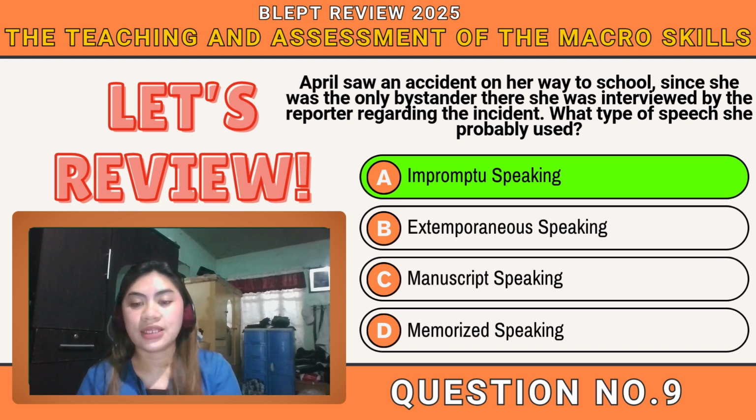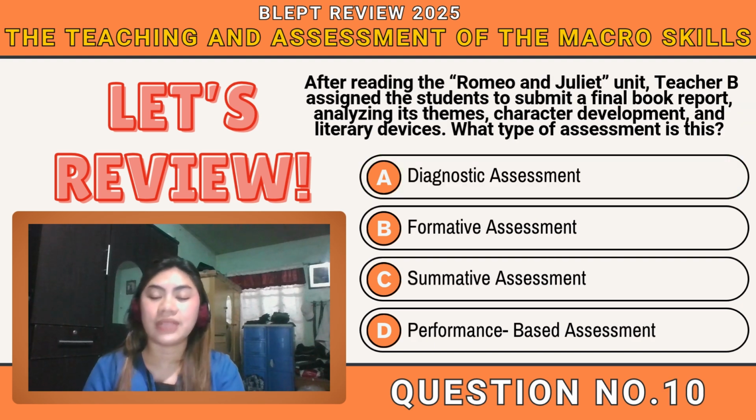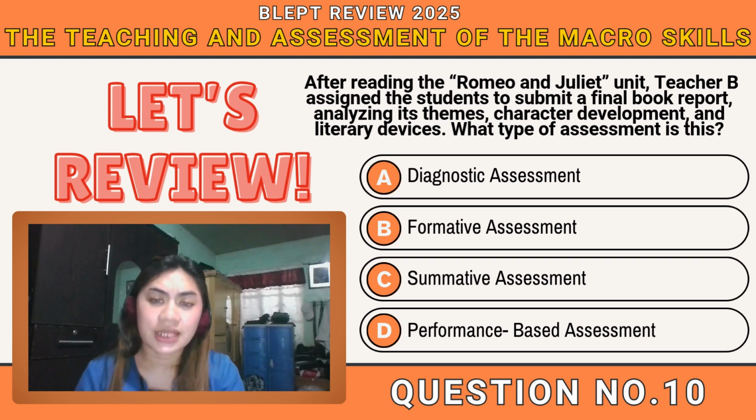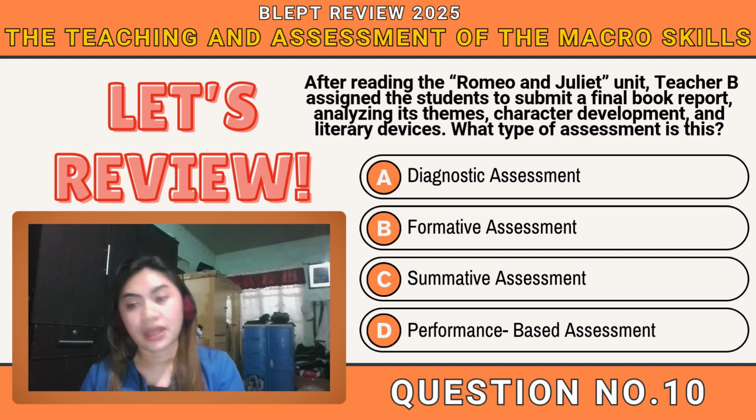All right, so next question and the last question, number 10. After reading the Romeo and Juliet unit, teacher B assigned the students to submit a final book report analyzing its themes, character development, and literary devices. So what type of assessment is this? Is it A, diagnostic, B, formative, C, summative, or D, performance based assessment? You have 10 seconds to answer, and your timer starts now.